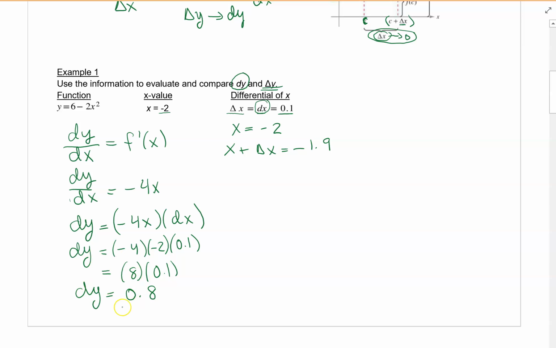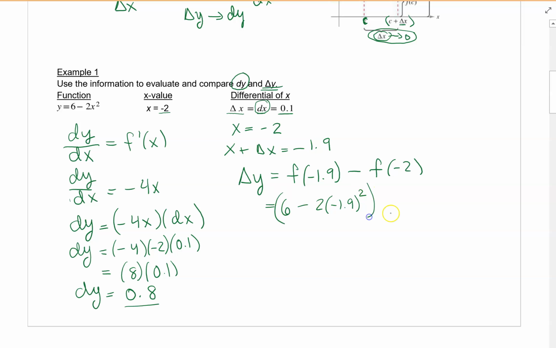Now let's see how close it got. Let's find the actual delta y. Actual delta y is when you take the y value at negative 1.9. So I'm going to evaluate f of negative 1.9 and then subtract the other y value. It's like a literal change between two y values. I'm going to plug in negative 1.9 in my equation for x, get a value for that, and then subtract whatever I get when I plug in negative 2 for x.